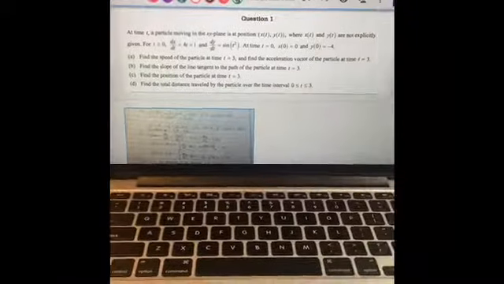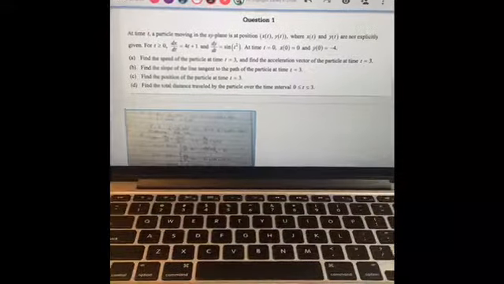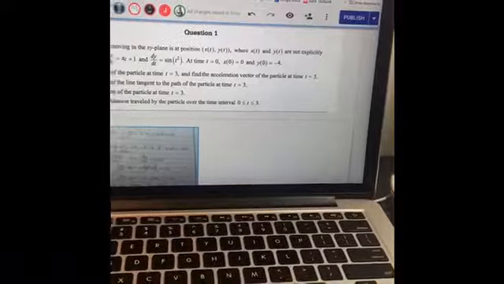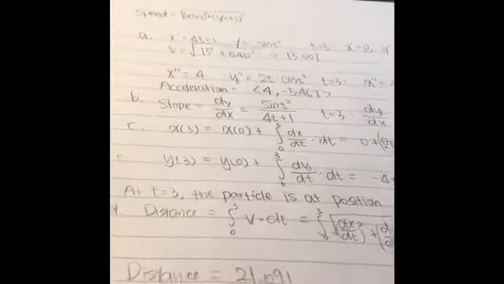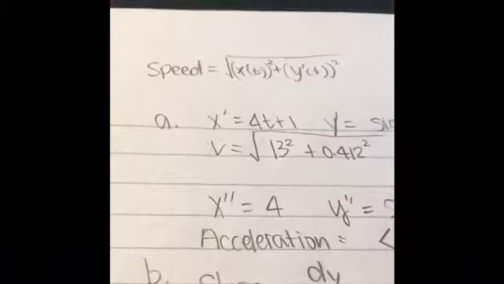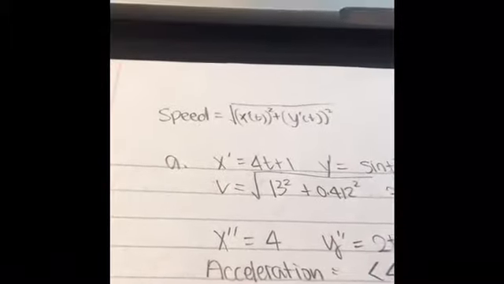So for problem A, we'll be finding the speed of the particle at time t equals 3 and finding the acceleration vector of the particle at t equals 3. And to find the speed of that particle, we need to know this formula right here: speed equals the square root of x prime(t) squared plus y prime(t) squared.